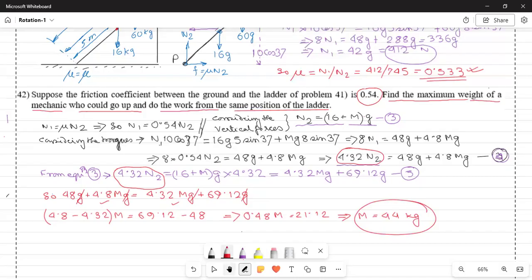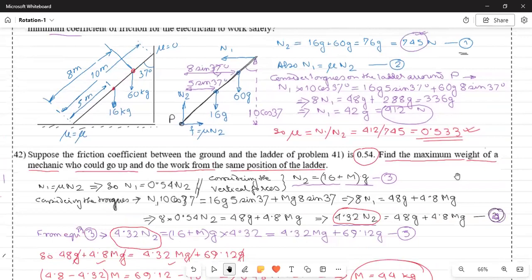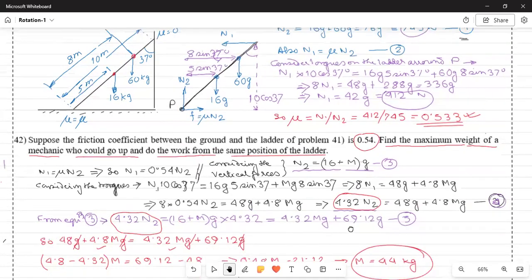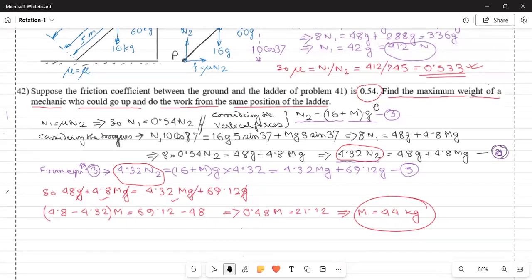So, what we found really, let's revise this whole thing. In this ladder, the necessary coefficient of friction is 0.533. But if the coefficient of friction is less than or equal to 0.54, then the man who is going up by 8 meter on the ladder can have mass only up to 44 kg. If the man is stronger or heavier than 44 kg, the ladder will simply slip down and crash on the ground.